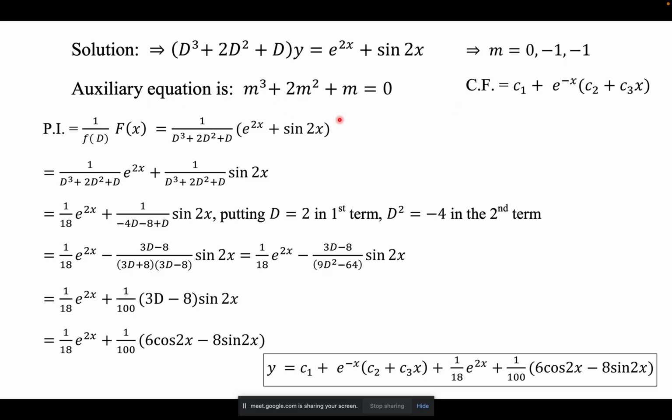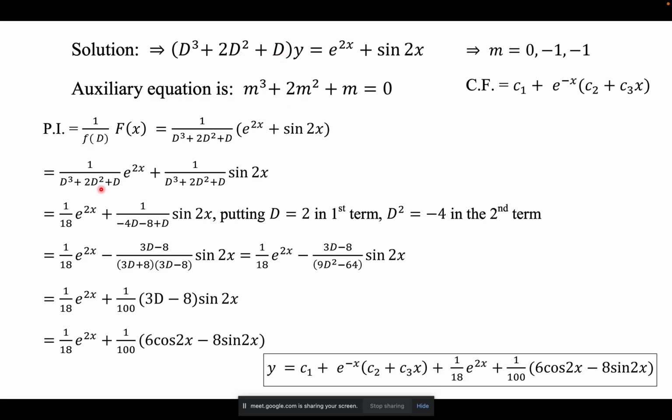Now once you have calculated the complementary function, you can calculate the particular integral. The particular integral, as you all know, can be written as the right hand side function upon the function of D. The right hand side function here is e power 2x plus sine 2x, so you have e power 2x plus sine 2x divided by D cube plus 2D square plus D, because the function of D here is D cube plus 2D square plus D.